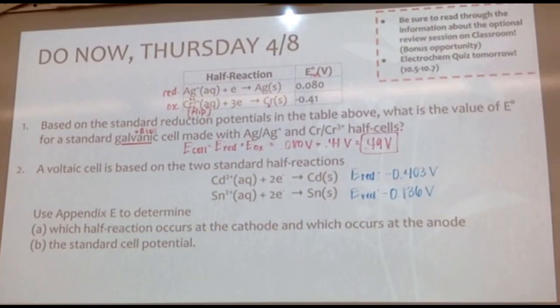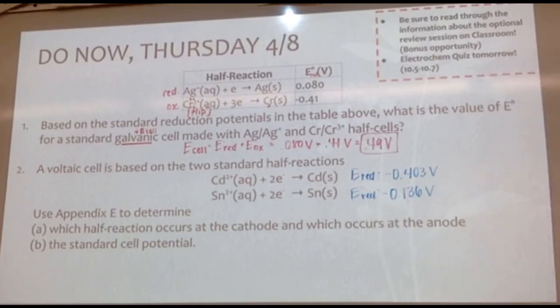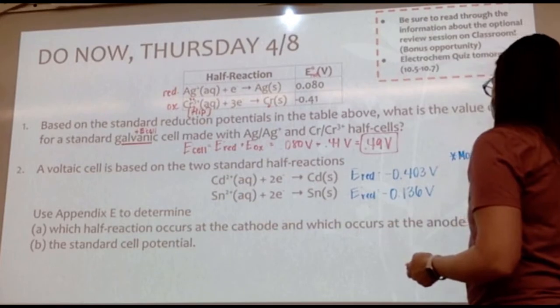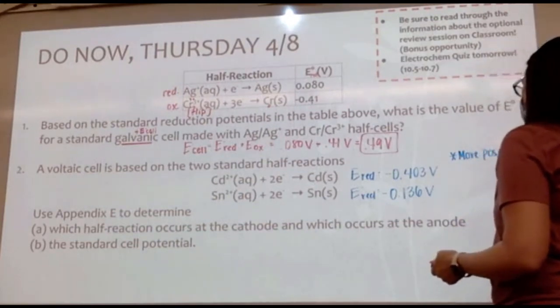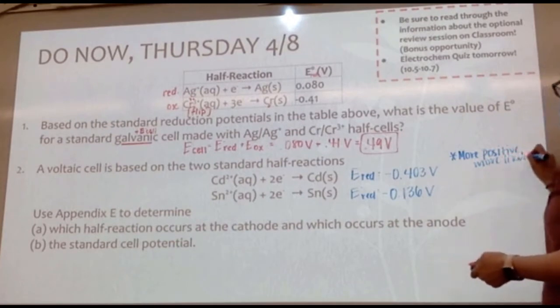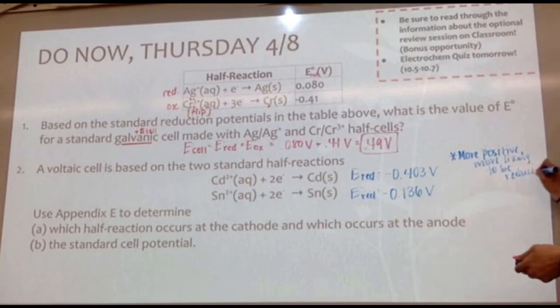Now notice these are both negative. So neither one of these really wants to be reduced. But a voltaic cell has to have an oxidation half reaction and a reduction half reaction. So you need to figure out, and a lot of times I see people writing a note on the side, the more positive, more likely to be reduced. So the more positive the value, the more likely the substance is to be reduced.